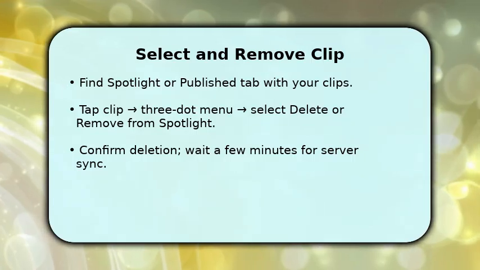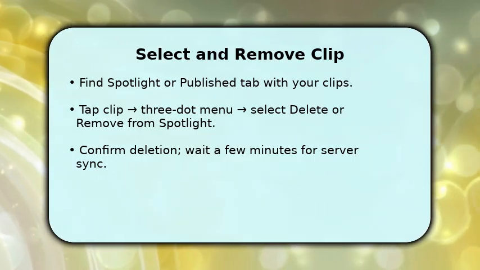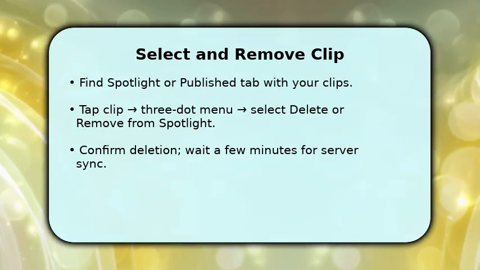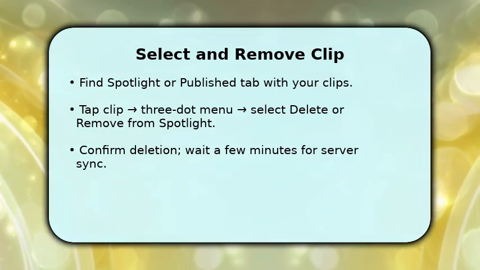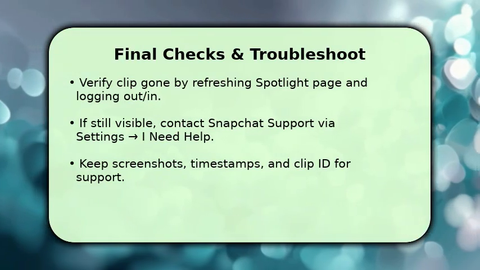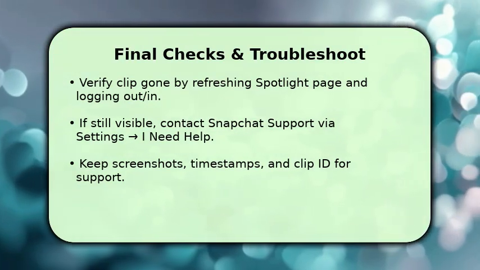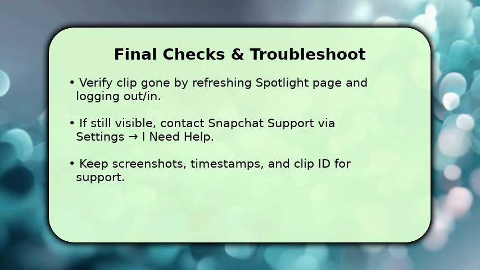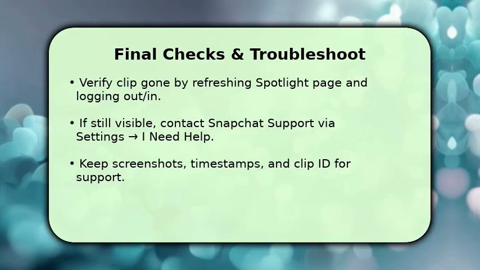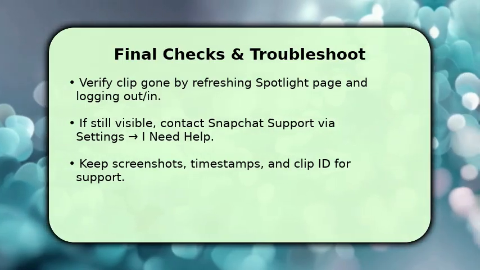Snapchat then queues the removal on their servers. Be patient. It can take a few minutes for the clip to vanish everywhere. If you changed your mind, check if there's an undo briefly available. After confirming deletion, refresh the Spotlight view, and if needed, log out and back in to verify the content is removed across devices. If the clip remains visible or you see duplicates, open Settings, Right Arrow, Support.